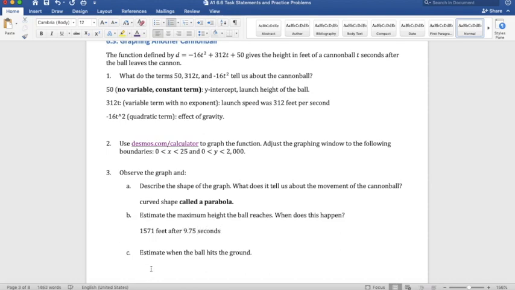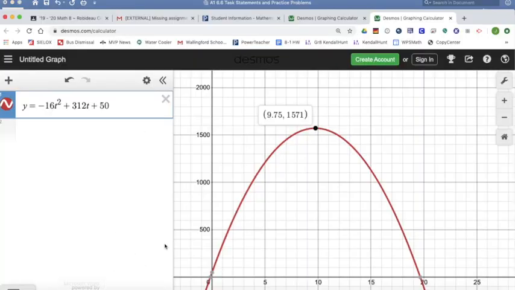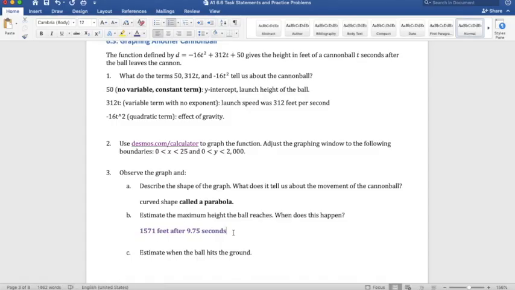And estimate when the ball hits the ground. Back in the graph. Well, look at the dot. It's going to give us that dot right there. Exactly 19.659 seconds. And it's at 0 feet. So Desmos is telling you the important parts of the graph. It's got the highest point. This highest point's actually called the vertex up here. That is the vertex. I'm going to write that over here.